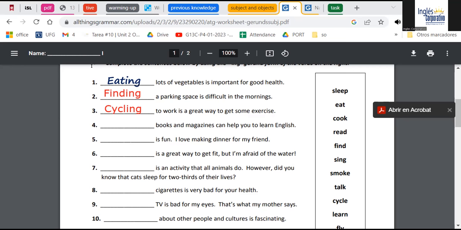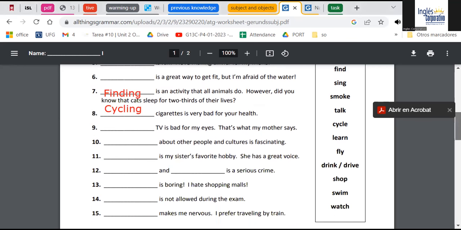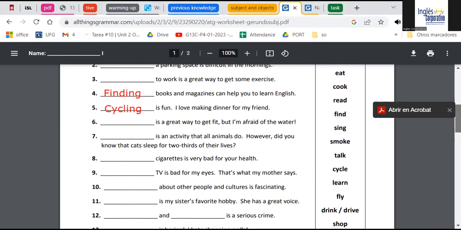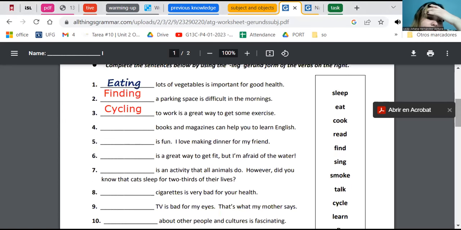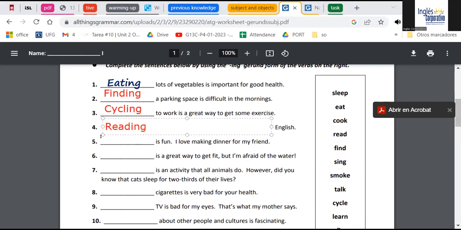Reading. Okay, so let's check the verbs again. Okay, reading. Yes. Reading books and magazines can help you to learn English. Awesome. Very good. Let's see, number five. It's fun. I love making dinner for my friends. Cooking.